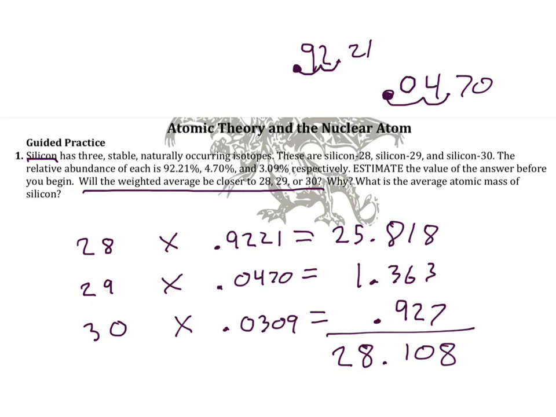And it's that simple. All right, so I'm going to say it very simply. You take the mass, you multiply it by the percentage in decimal form, and you add them together. That's all there is to it.